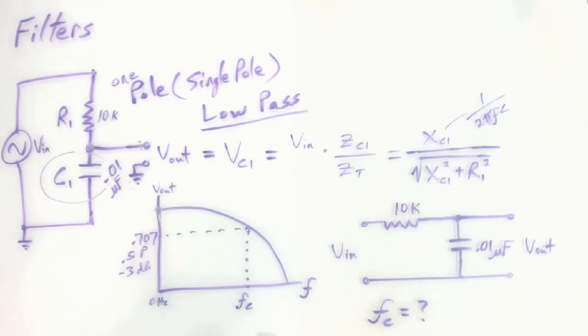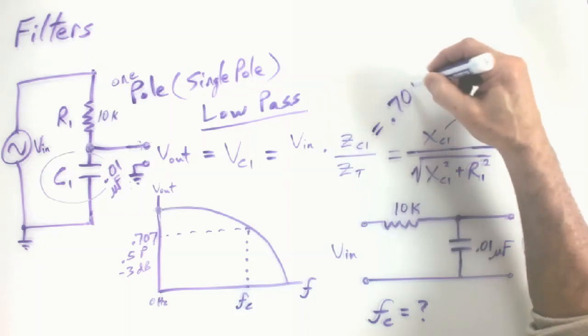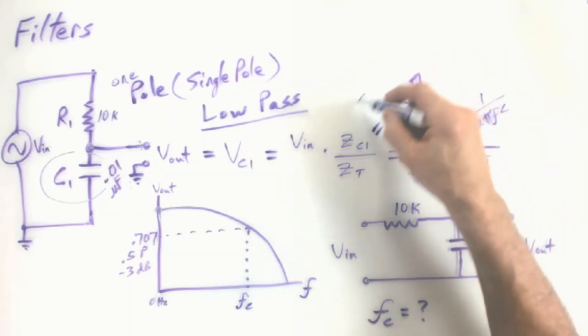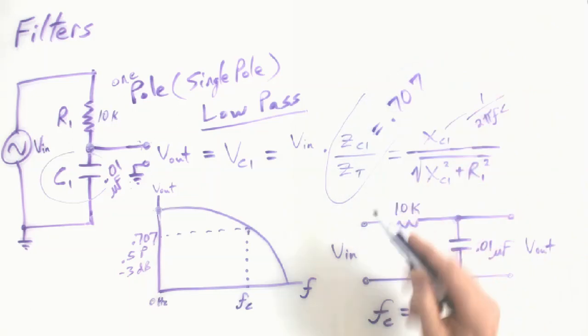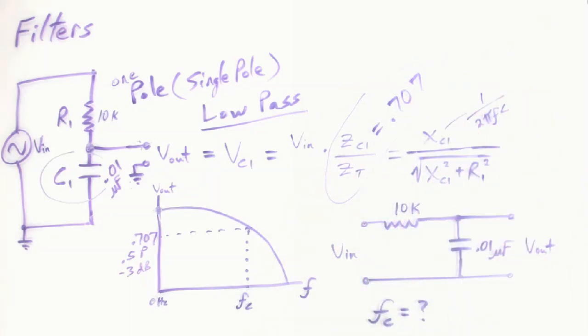We know that the cutoff frequency is the frequency that causes the output to be 0.707 of what it was. So when this equals 0.707, that's your cutoff, that will point out your cutoff frequency.